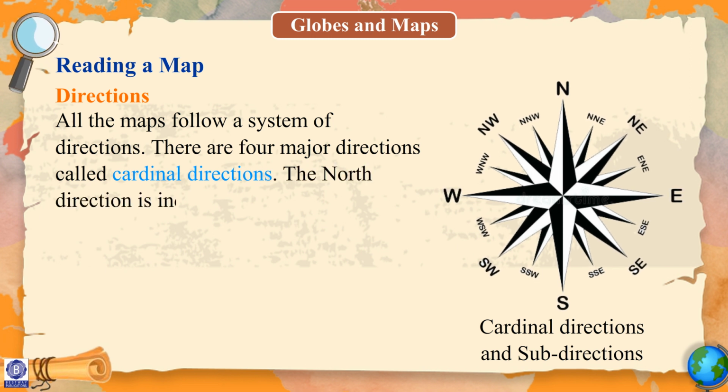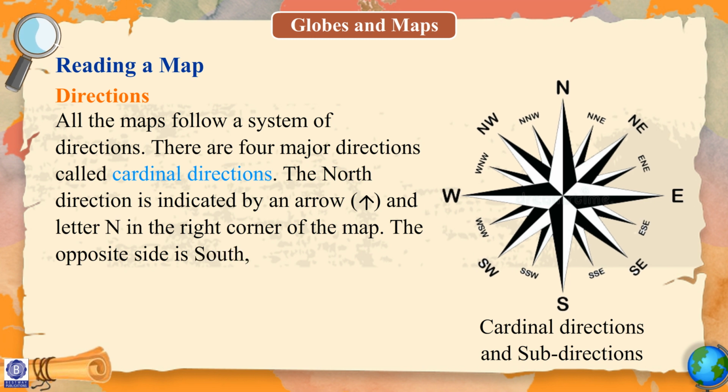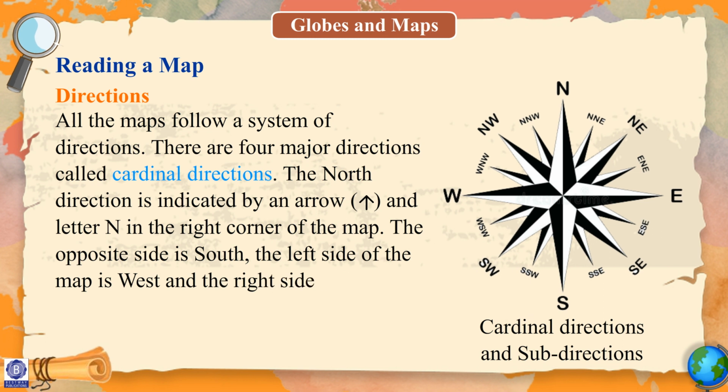The north direction is indicated by an arrow and letter N in the right corner of the map. The opposite side is south. The left side of the map is west and the right side of the map is east.